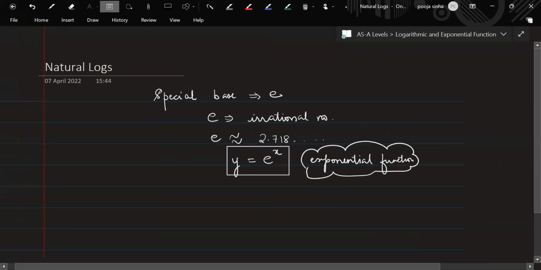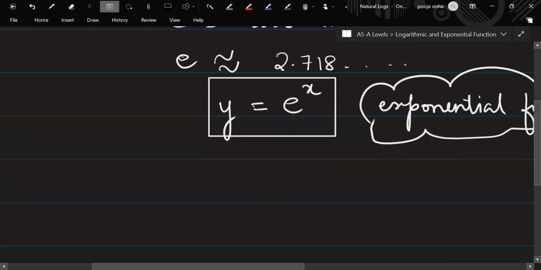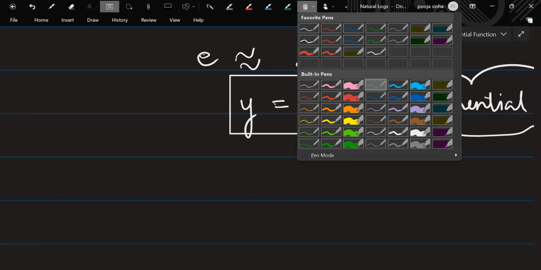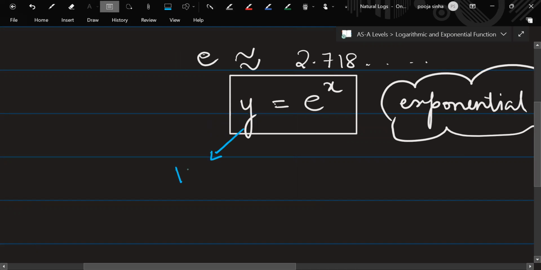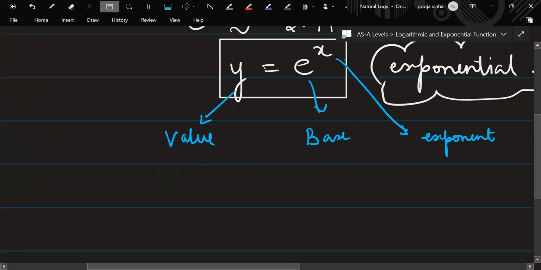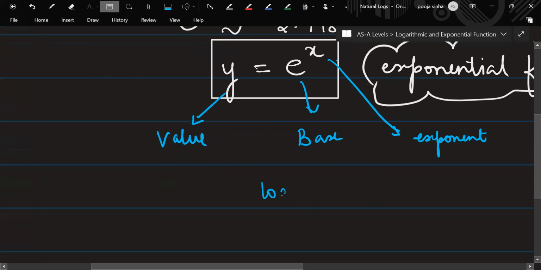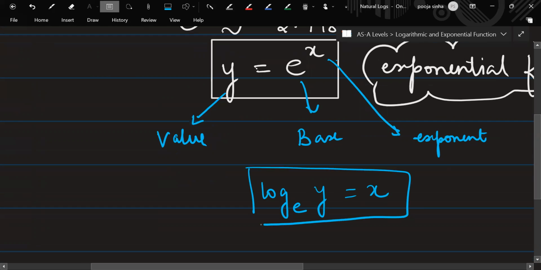So you can see very clearly that in this, e is the base, and x is the exponent. Which means if I take a log, then it should become log to the base e of y is equal to x. Am I right in saying that?